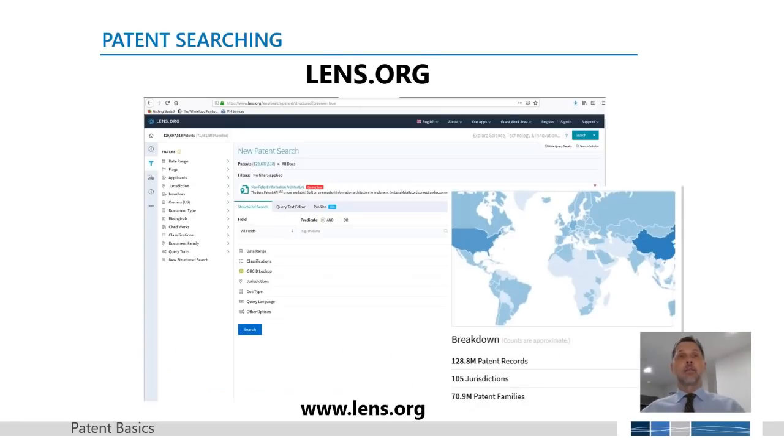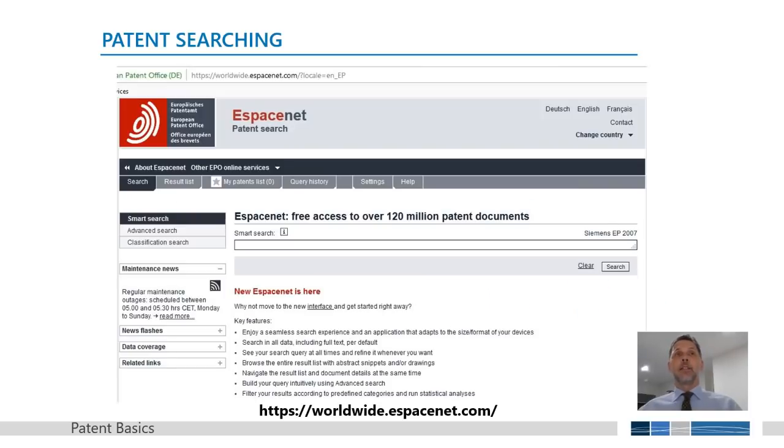Patent Lens has a worldwide database that covers many jurisdictions, and again, you can use keywords to search for technology of interest. eSpaceNet is another worldwide database. Again, it's got quite good coverage, and you can use keywords to do searches.